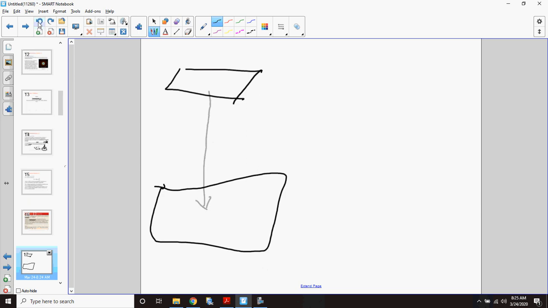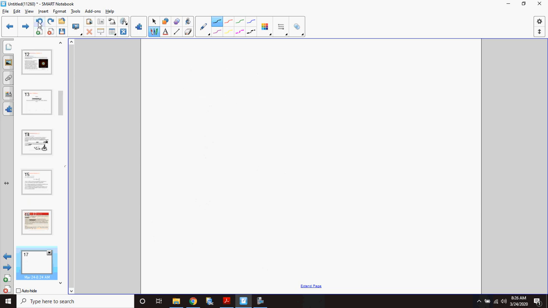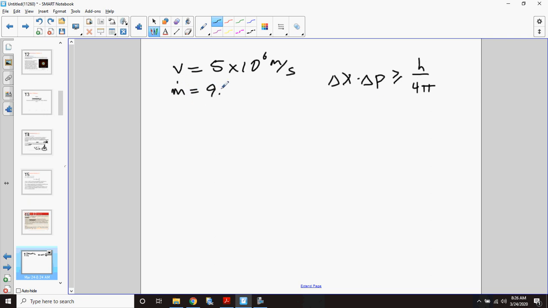We know the velocity of an electron is about 5 times 10 to the 6 meters per second. And so we want to use the uncertainty principle equation. We know that delta x, uncertainty in position, multiplied by delta p, uncertainty in momentum, has got to be greater than or equal to h over 4 pi. What we're trying to solve for right now, we know the velocity. We also know the mass. The mass of an electron is 9.11 times 10 to the negative 31 kilograms. So we know this term right here.